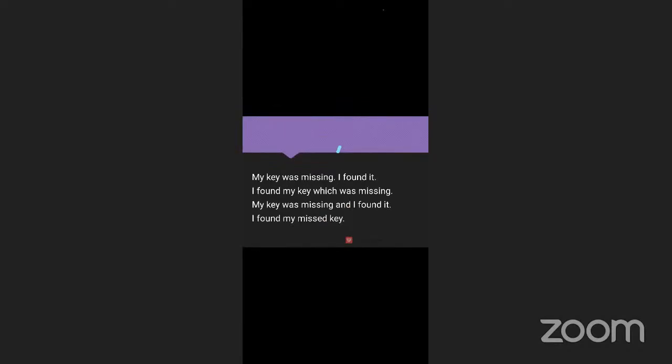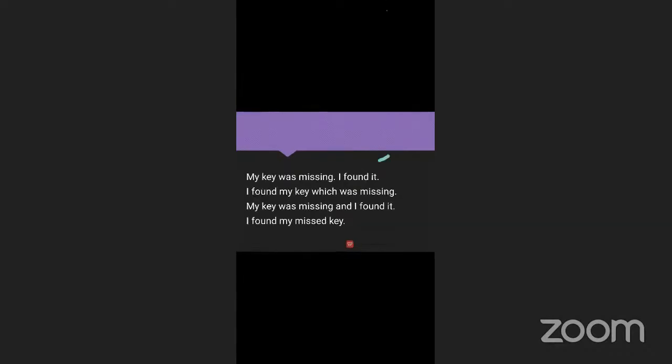Both the sentences are two small, simple sentences. I found my key, which was missing. My key was missing, which I found, can also be the answer. But it is nice to write in a standard way, meaningfully.